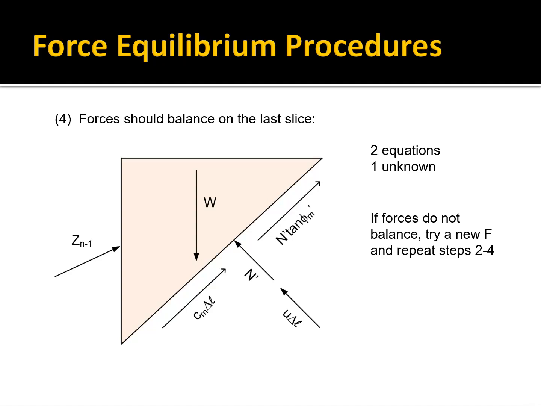Of course, you'd want to automate this, and you could do it in Excel, in source code, and in slope stability software. Then you just iterate until the assumed F matches the computed F, and that's your factor of safety for that configuration.